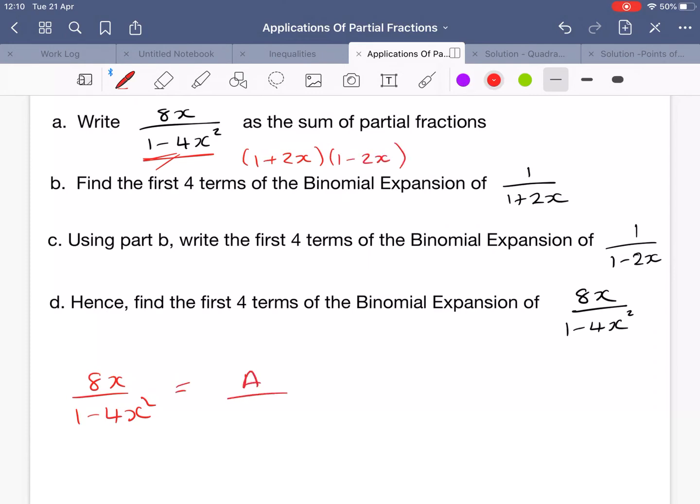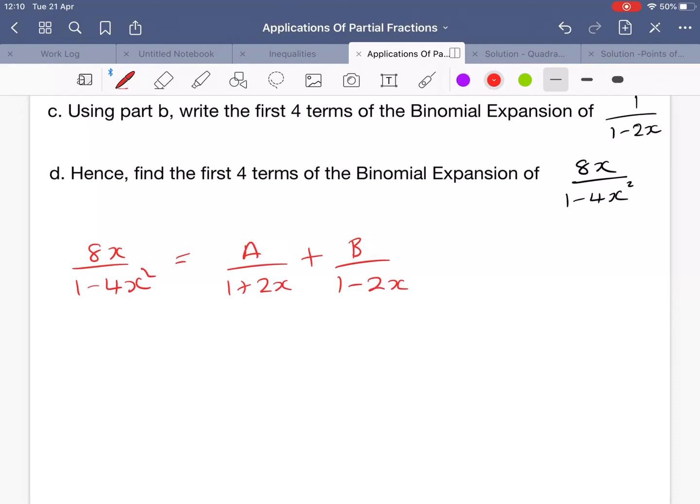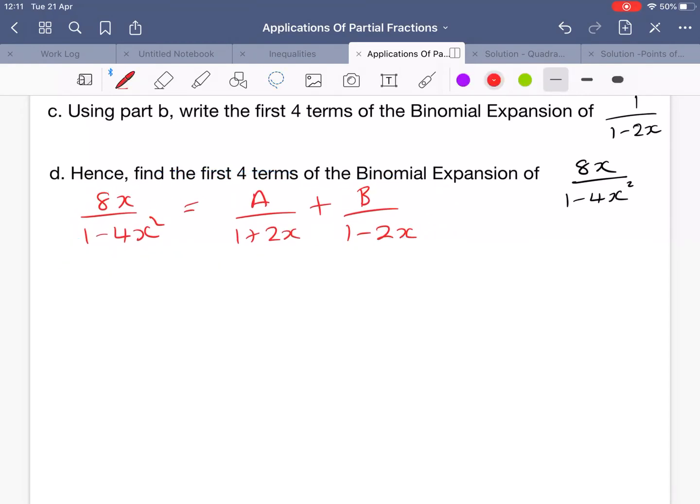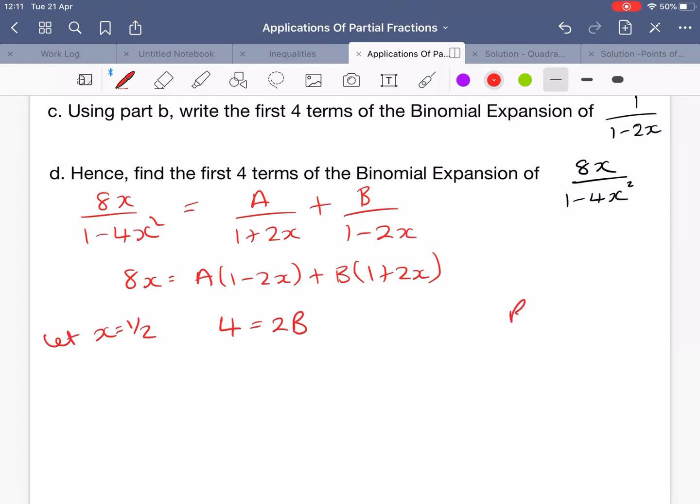So it's going to be a over 1 plus 2x plus b over 1 minus 2x. Okay, just move that up a bit, otherwise I'm going to run out of space. So I've got 8x equals a times 1 minus 2x plus b times 1 plus 2x. Let x equal a half to get rid of the a term. You're going to get 4 equals 2b. So b is equal to 2.